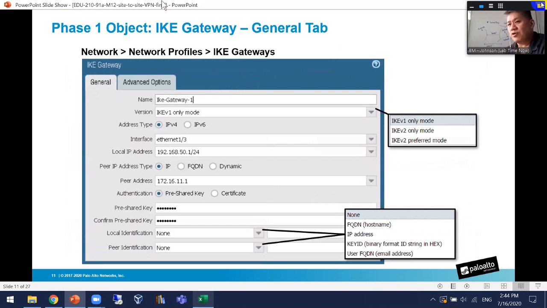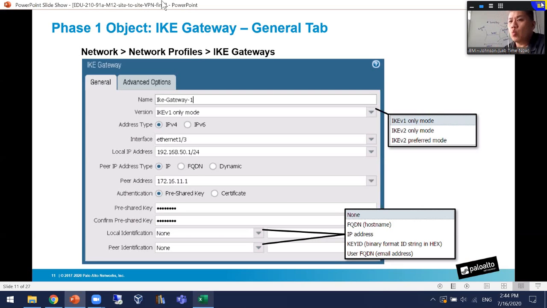After you're done with the IKE crypto profile, you then need to create the IKE gateway. When you create the IKE gateway, you have to tell it V1, V2, or V2 preferred. So it's V1 only, V2 only, or you prefer V2. If V2 doesn't work, you can fall back to V1. That's the first one, the version. Second, address type, V4 or V6 address.